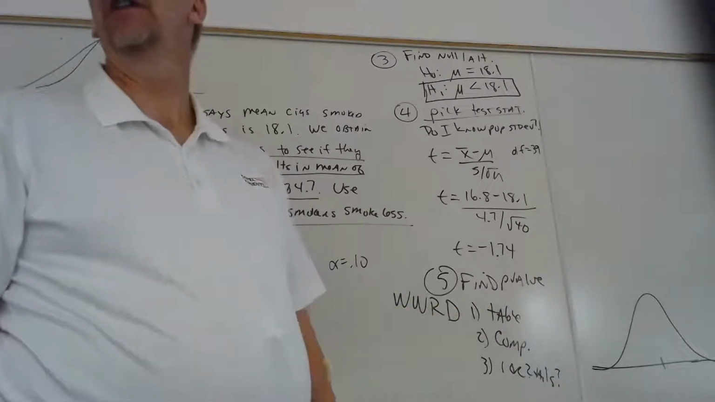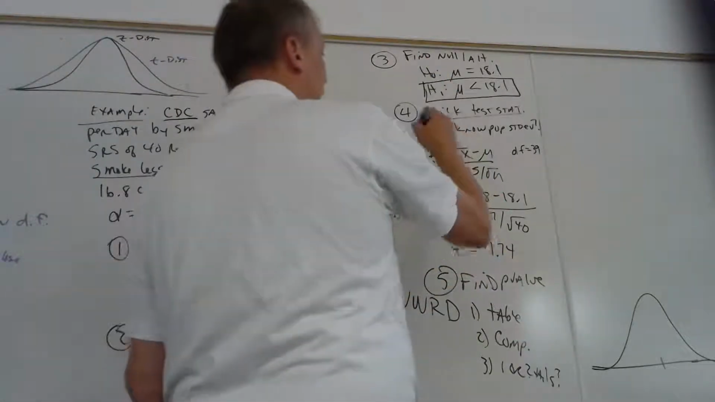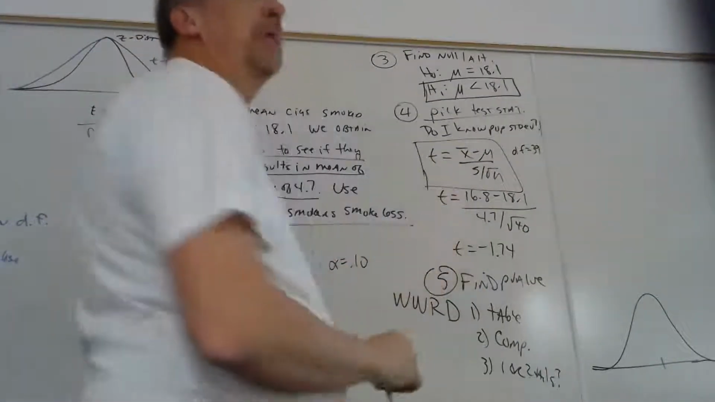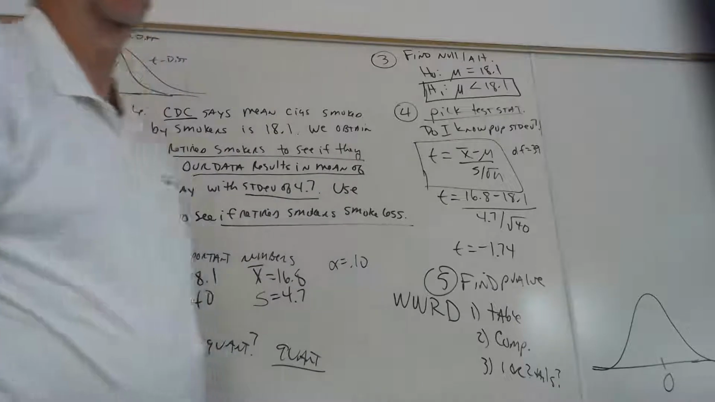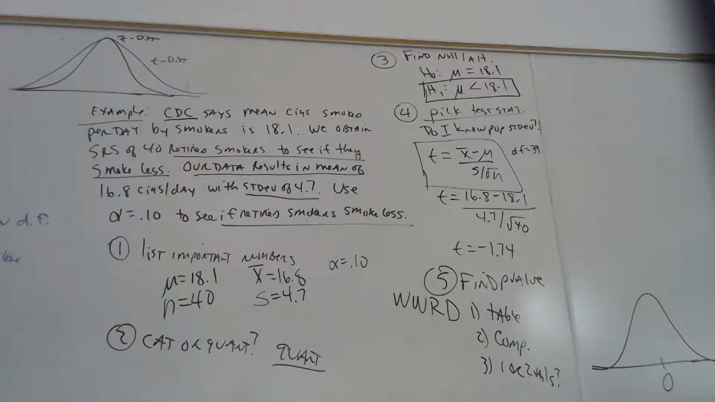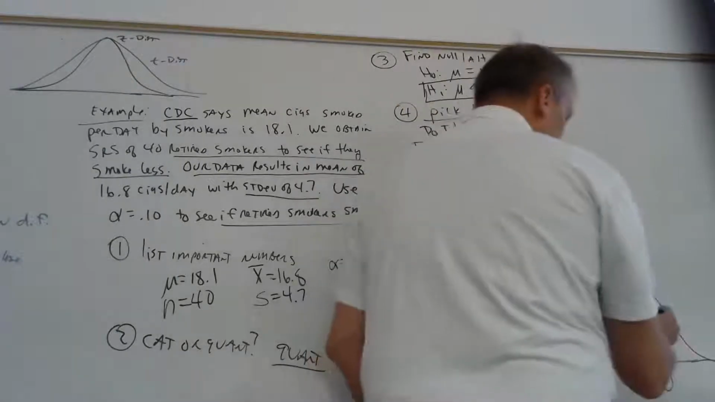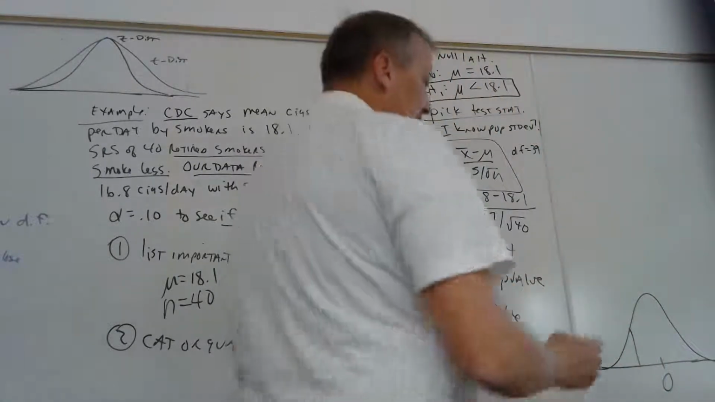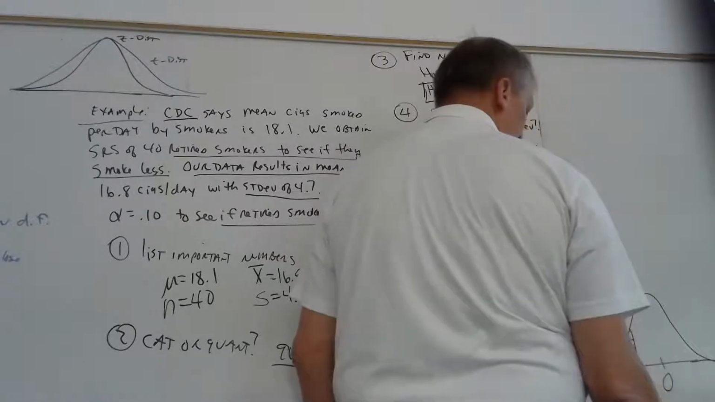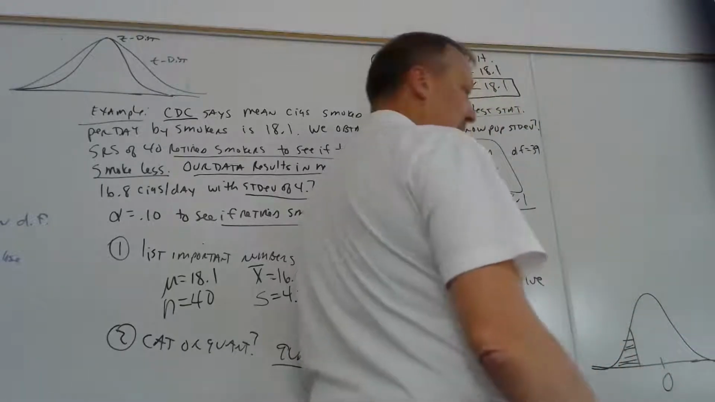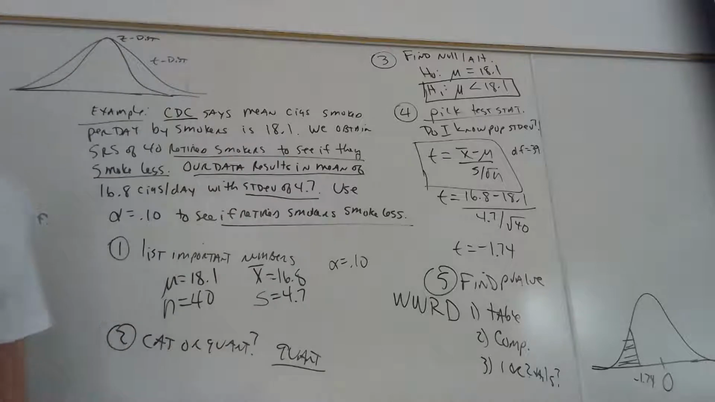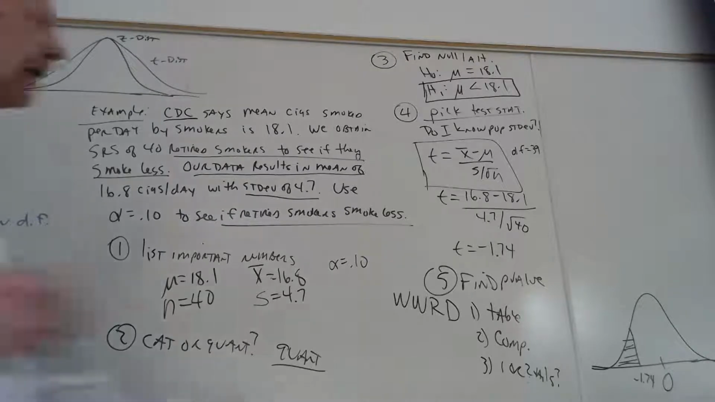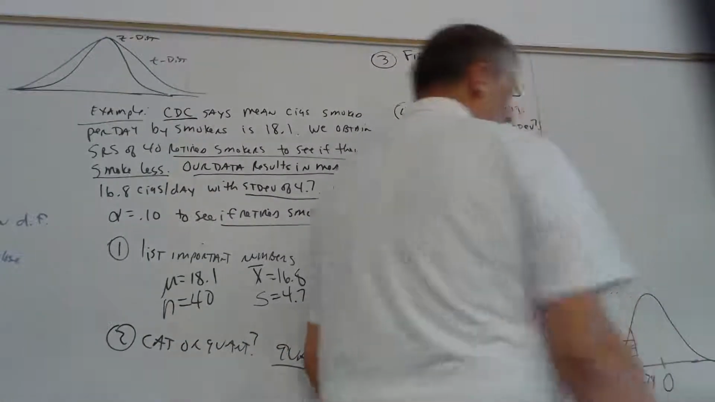We've already converted it, right? We converted it, so with this equation, we converted it to a mean of 0. Right? 18.1 is now 0. We want to see if they smoke less. We're doing a left-tailed test. We want this. What's this value here? 1.74. You can think of that as 1.74 standard deviations away. Not exactly the same, but it's close enough. So we need to find this area. We'll find that in a minute.